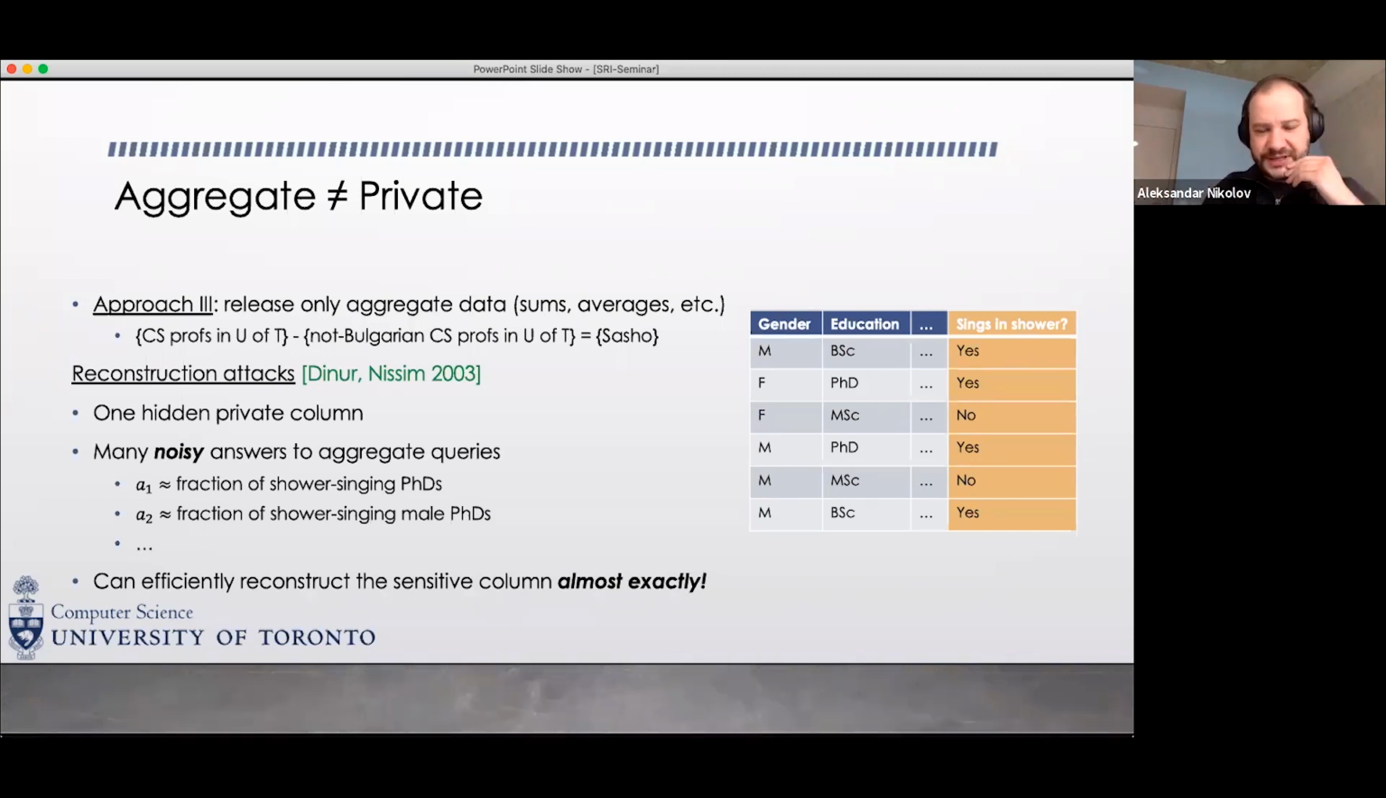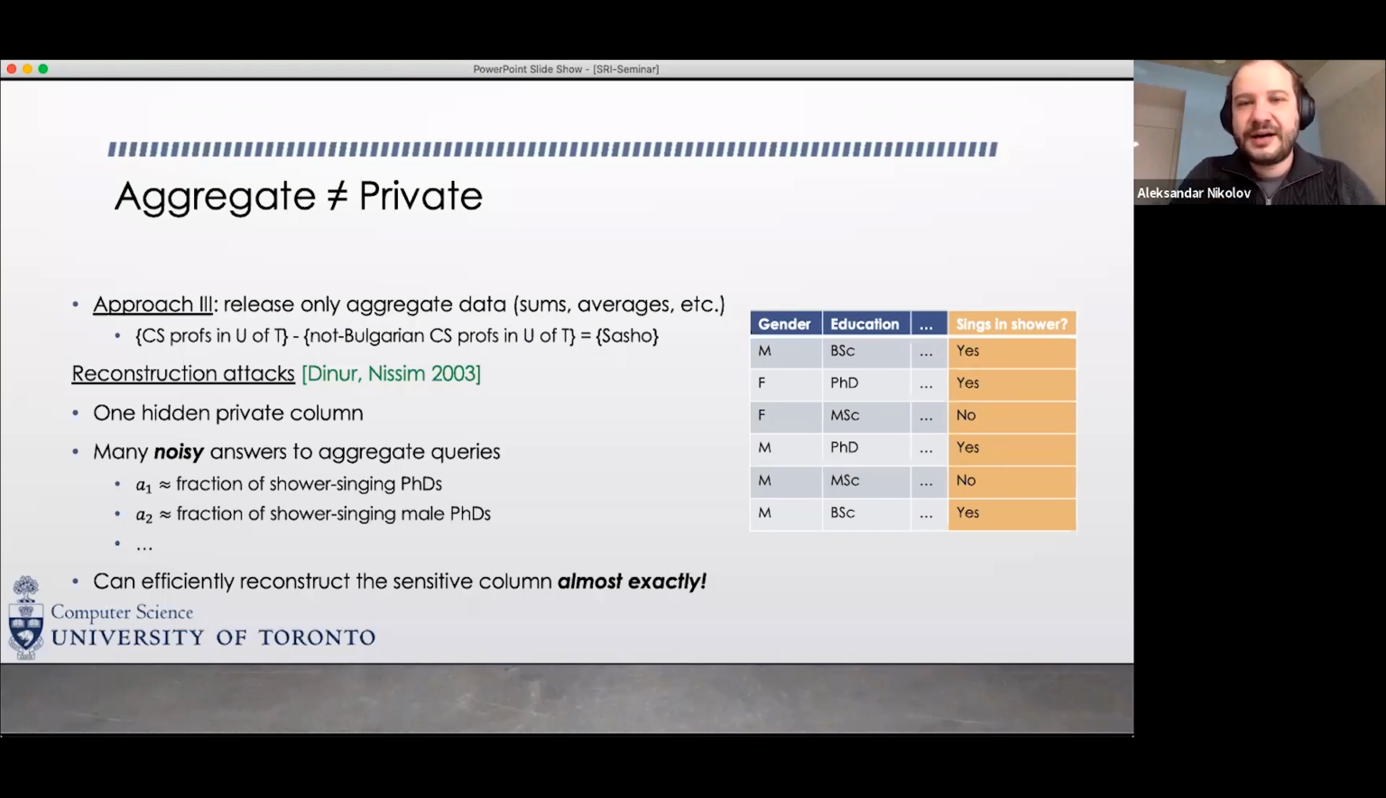Okay, so the next thing I want to talk about is what are called reconstruction attacks. This goes back to work of Dinur and Nissim, 2003, who showed that, on a high level, you can take answers to many aggregate questions about a data set, and even if these answers are noisy, you can still learn personal data from them. So let me describe this in a little bit more detail. The attack is pretty flexible, but here's one setting of the attack.